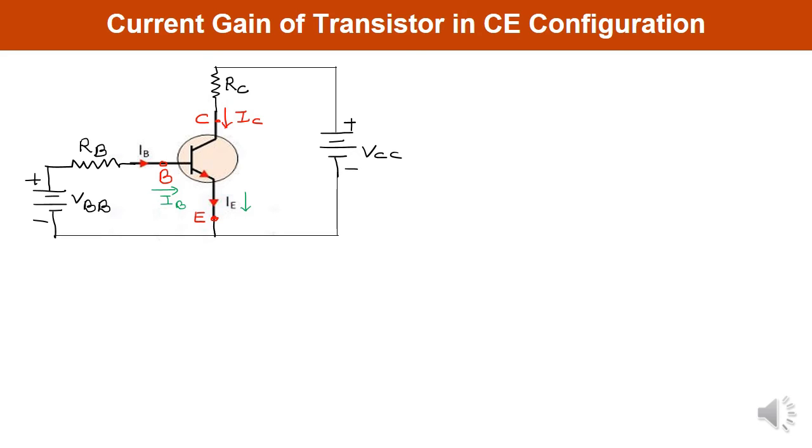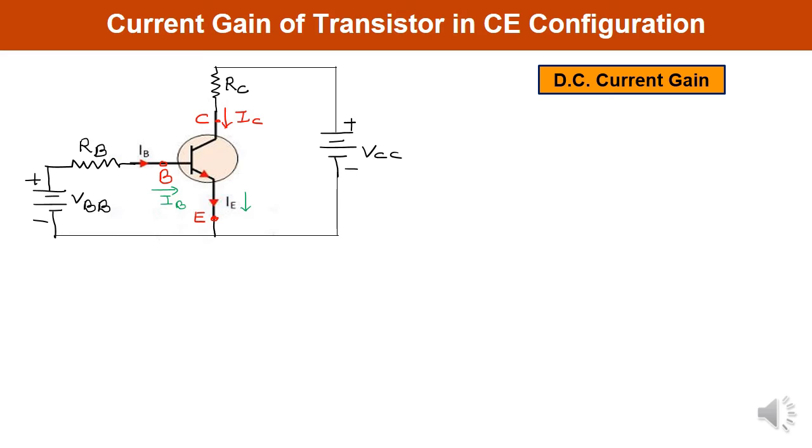See, here the emitter terminal is common. It means here you are going to calculate the ratio of collector current to the base current, like in the case of the common base configuration. Here also current gain may be of two types. First is the DC current gain.